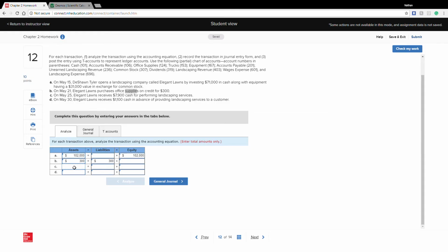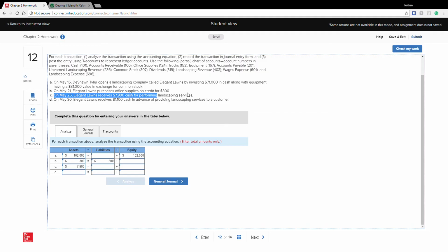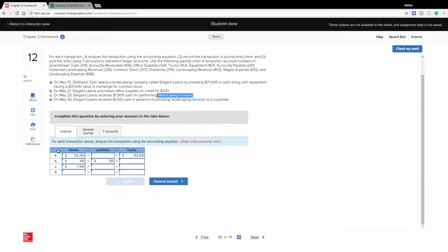Okay. C, Elegant Lawns received $7,900 in cash for performing landscaping services. So again, we received money. So we know assets are going up by $7,900 since that's the only asset account I see. We know services, this is again revenue. I do not see revenue here. Revenue again is part of equity. So that we'll get $7,900 there.